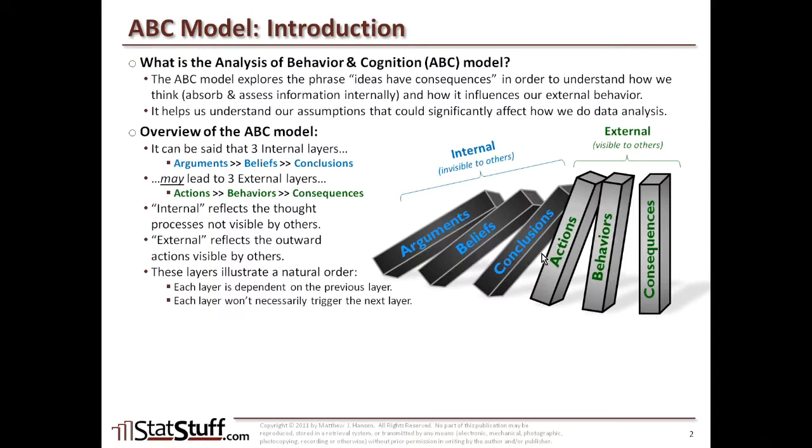That is, just because you might have conclusions that are triggered here doesn't necessarily mean it's going to lead to certain actions, or that actions will lead to behaviors and so on. So a person's actions may indicate their beliefs and the arguments that influence those beliefs. We're going to explore that a little bit further as we dig into the explanation of the ABC model.